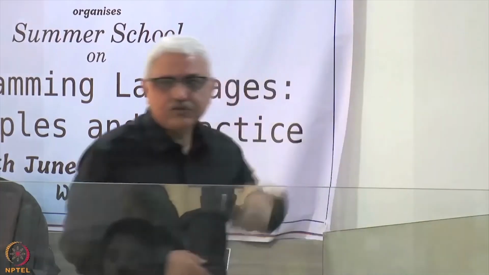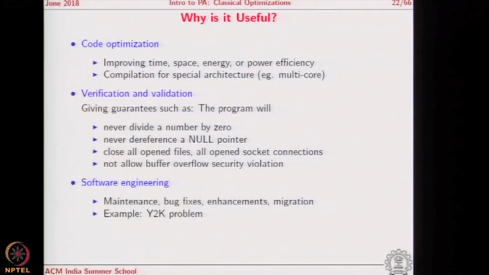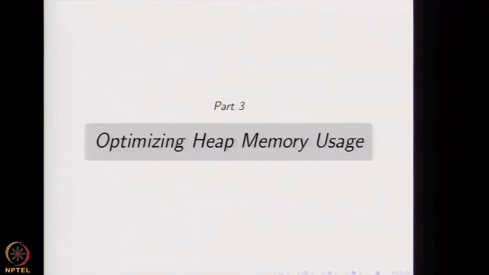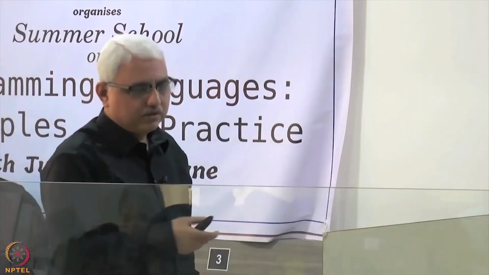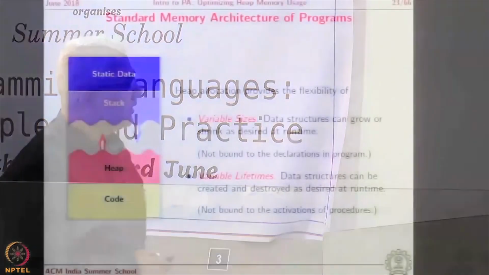And finally, there are many software engineering issues, maintenance, upgradation, enhancements, etc., for which program analysis is useful. So, having looked at an overview of classical optimizations and motivated the need for program analysis, let us now look at a contemporary optimization, an optimization of the modern era. These were all old optimizations invented way back maybe 40 or 45 years ago, in the 60s and 70s. So, let us talk about modern optimizations, which is optimizing heap memory usage.